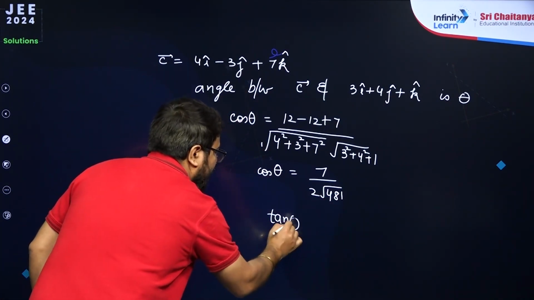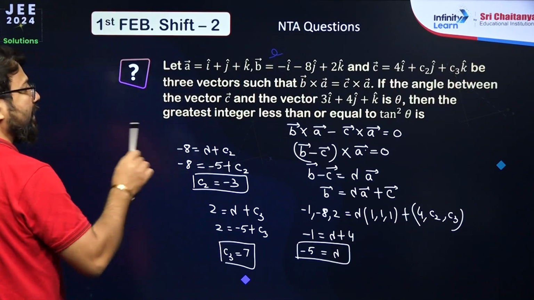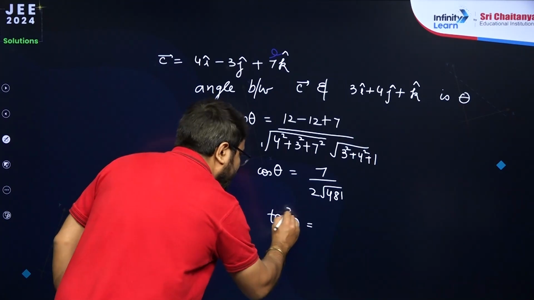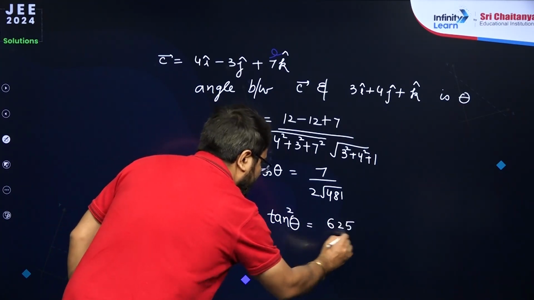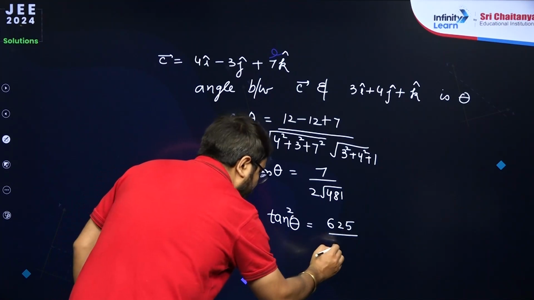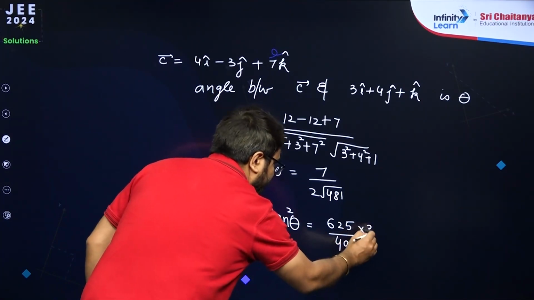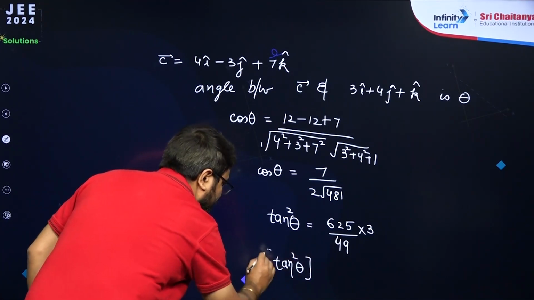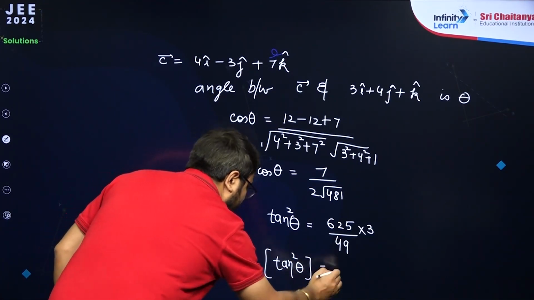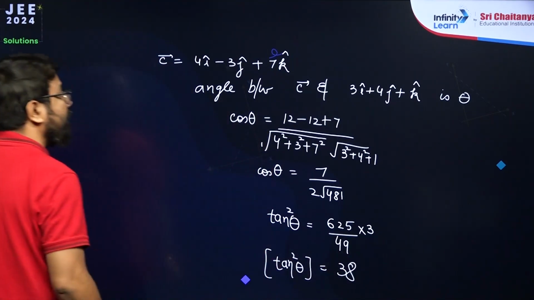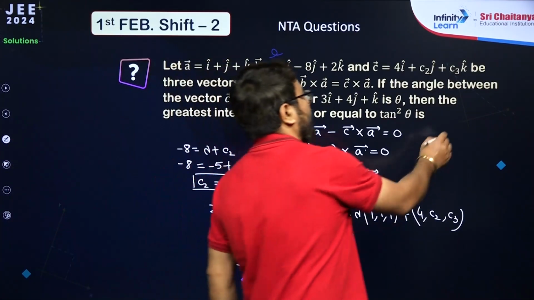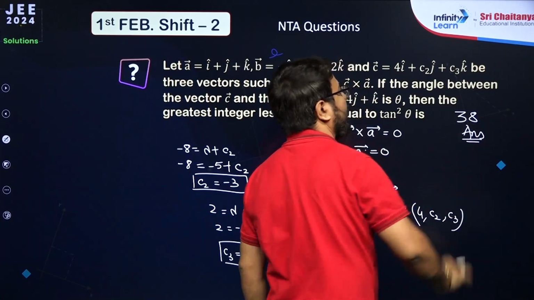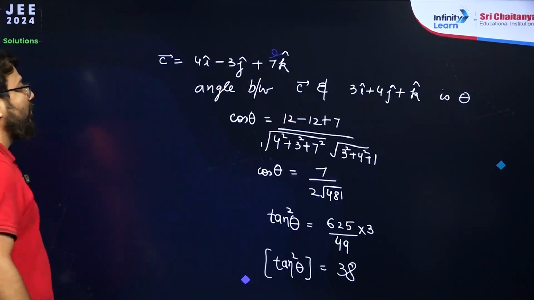But they have asked us the value of tan theta in this question, because they are asking the value of tan square theta, greatest integer function value. So tan square value will be 625 over 49 into 3. And they want us to take the greatest integer function value of this. If you take the greatest integer function value of this, then the answer will be 38. So the answer to this problem is 38. It might seem to you that this is calculated, but yes, this is the only process to do the problem.